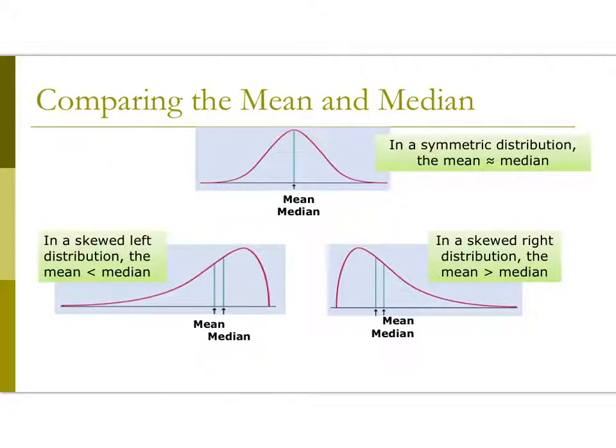So in a symmetric distribution, the mean is approximately equal to the median. If it's skewed left, then that means the mean is pulled in the direction of the tail. The mean is less than the median. And vice versa, if it's skewed right, then the mean is greater than the median.